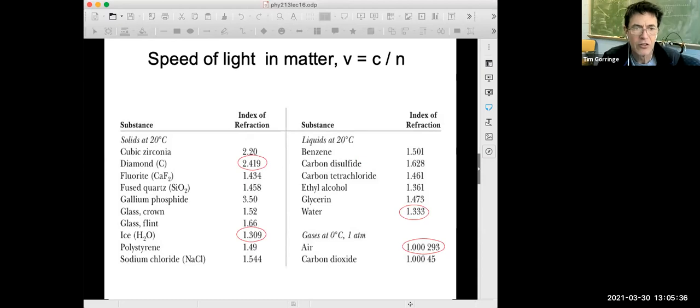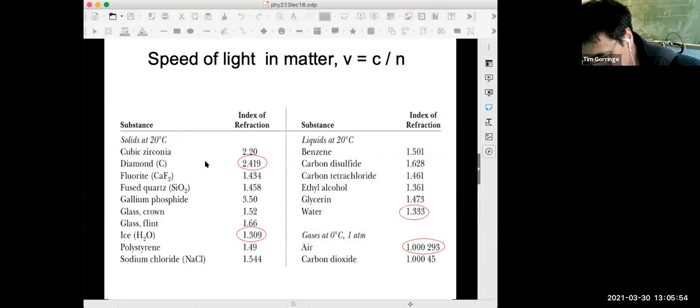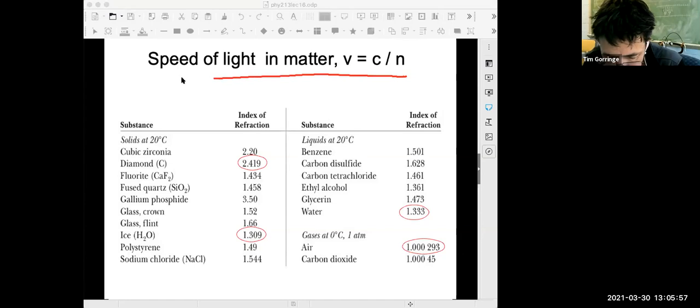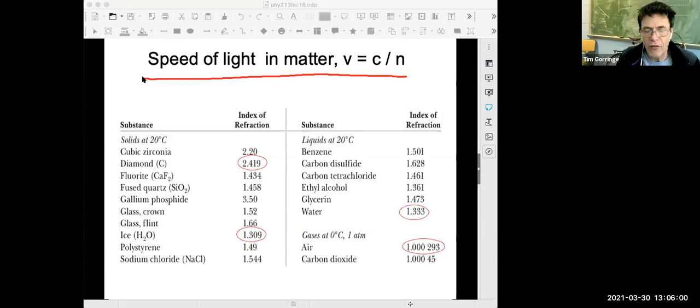Okay, I want to show you a few properties of light in matter. In the last class, we were really talking about light in vacuum. In this class, we're now focusing on light in matter. So, important point here. The speed of light in empty space, the speed of light in vacuum, is 3 times 10 to the 8 meters per second. That's what we give the symbol c to.